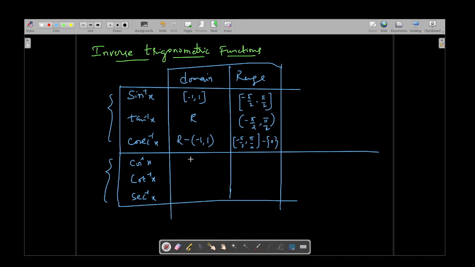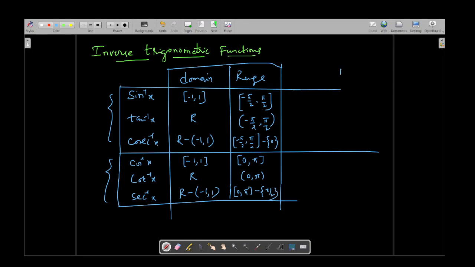Similarly, for cos inverse of x, the domain is -1 to 1, and for cot inverse it is complete real number, and for secant inverse it is complete real number except numbers from -1 to 1. The range of cos inverse of x is 0 to pi, and range of cot inverse x is 0 to pi in an open interval. Secant inverse x is 0 to pi except pi by 2, because secant pi by 2 is not defined.